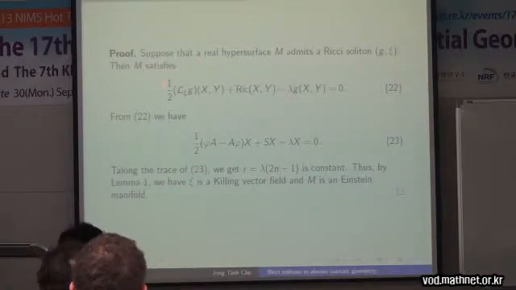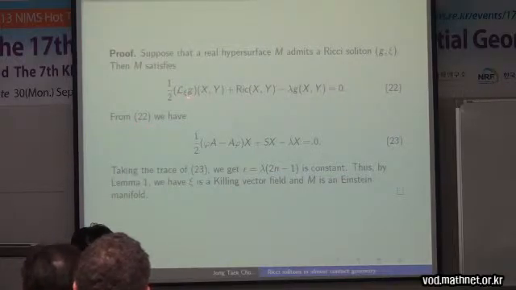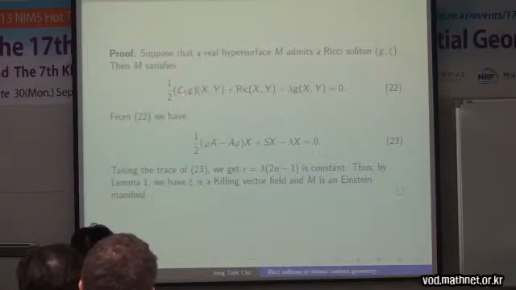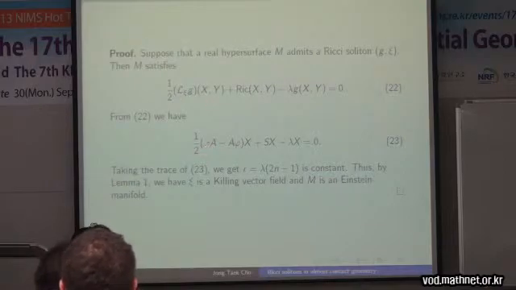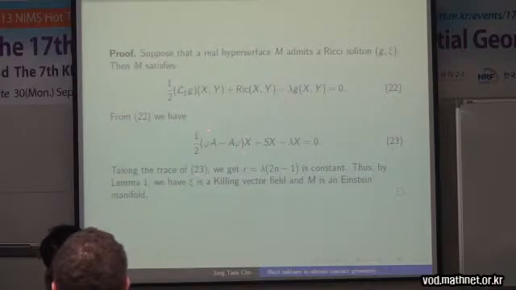Here we develop the Ricci soliton equation for the vector field xi. Then we have this. From 10 we have the fundamental equation for a real hypersurface in a Kähler manifold. Then this part turns out to be this. And taking the trace of 23, this part vanishes and the scalar curvature is constant. Then by fundamental Lemma 1, we have xi is a Killing vector field and M is an Einstein manifold.